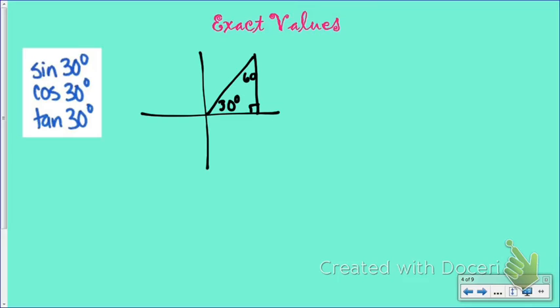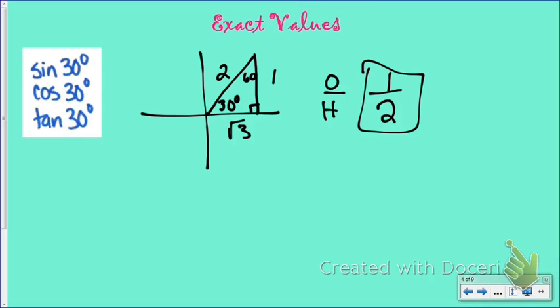So if this is a 30, 60, 90 triangle, I can fill in any numbers I want as long as they fit this ratio. And the easiest numbers for me to pick is if I plug in 1, root 3, and 2. Then once this triangle is all filled in, all I need to do is find these different values. So for example, the sine of 30 degrees, that's the opposite over hypotenuse on this triangle. My opposite of 30 is 1, and my hypotenuse is 2. So the sine of 30 degrees is 1/2.